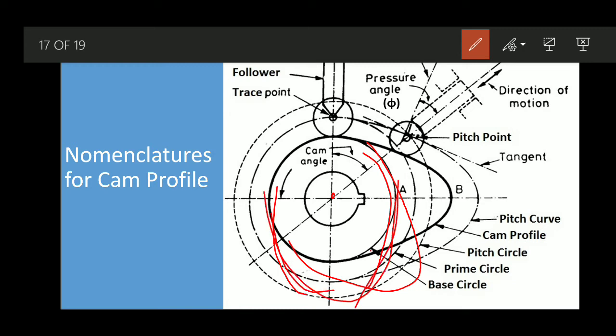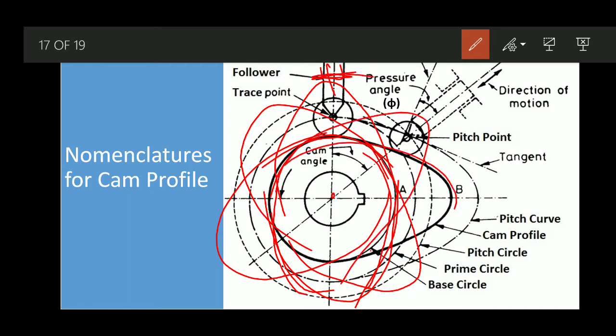In that particular case, the follower will be at the lowermost position. Similarly, next it will be assuming this position, maybe sometimes this position. There will be a time when it will also be assuming this position, then it will be at the highest position. Okay, similarly, it will keep on rotating.